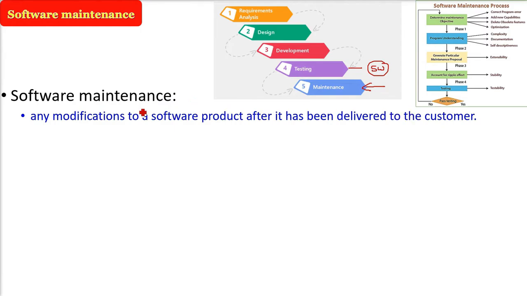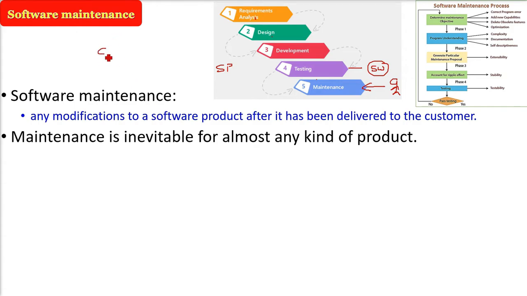So software maintenance is any kind of change or modification to a software product or a system after it has been delivered to the customer or the end user. This is software maintenance. Please remember, maintenance is the most time-taking and effort-taking task involved in the SDLC.